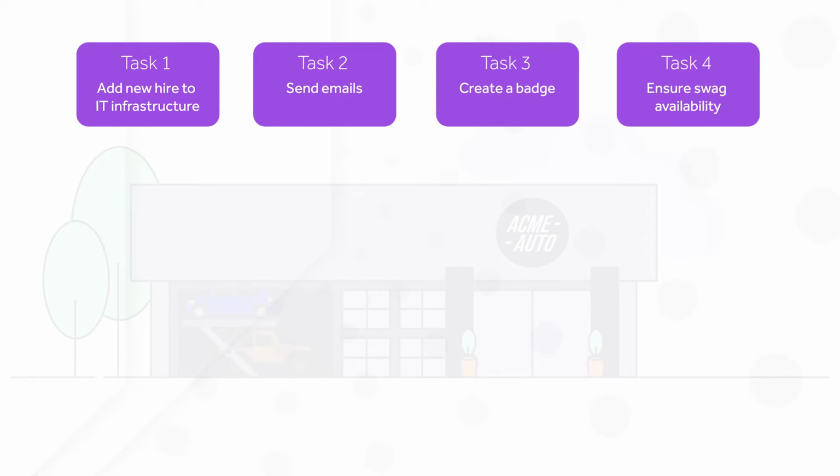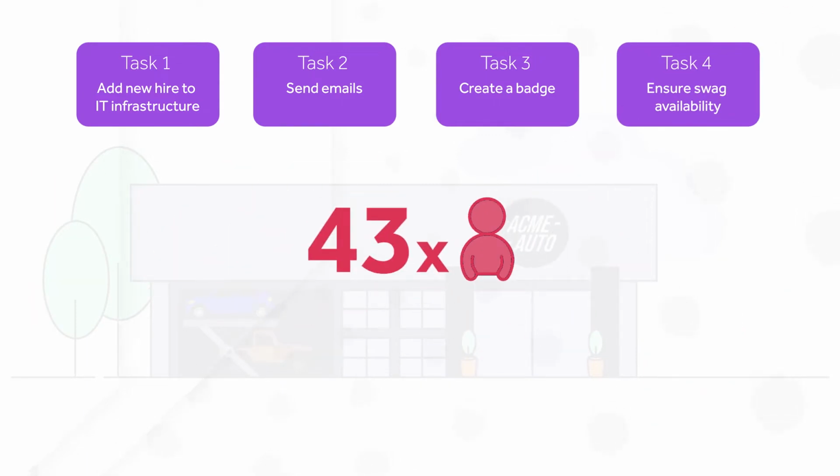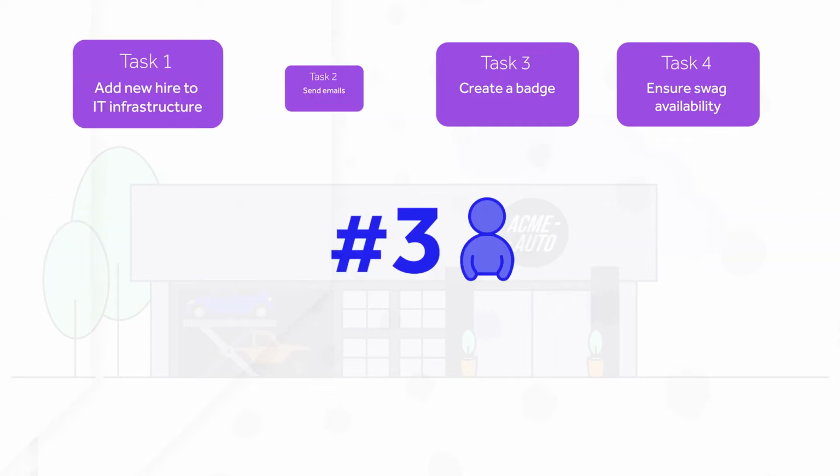The next orientation class contains 43 new hires. Acme Auto wants to add automation to their onboarding process before then. All 4 tasks need to be repeated for each new hire.